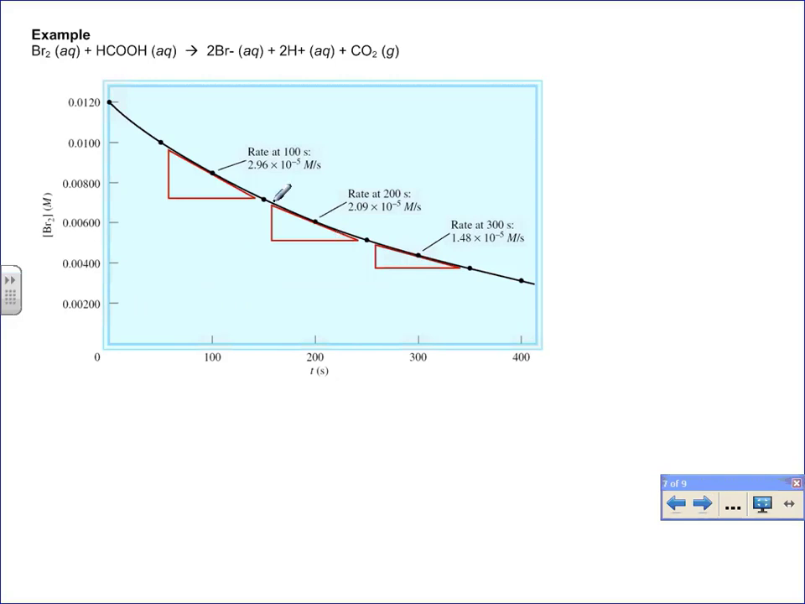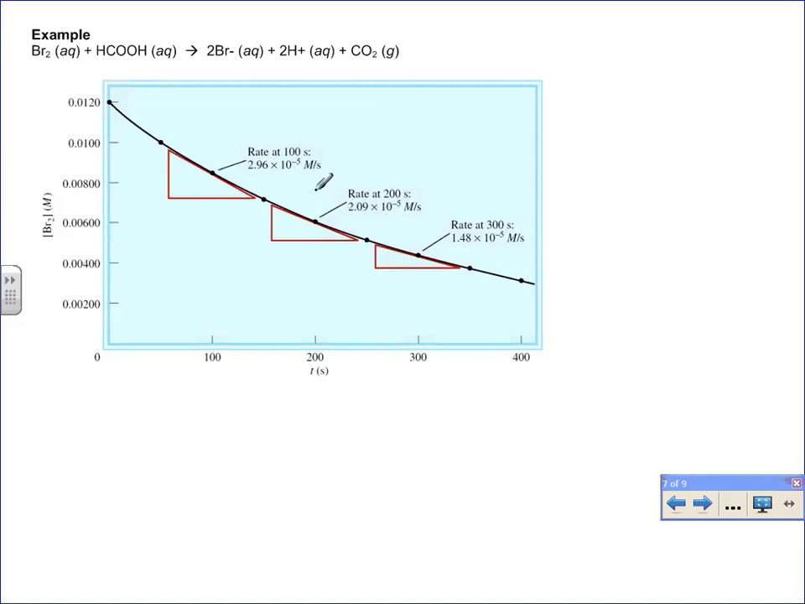Okay, this gives you specific rates for a specific reaction. It gives you the concentration and time. And what they did was find the slope of the tangent at given moments of time. And what you can see is that as time has progressed, you can see visually from the slopes and also with the values, the rate of the reaction actually decreases over time.